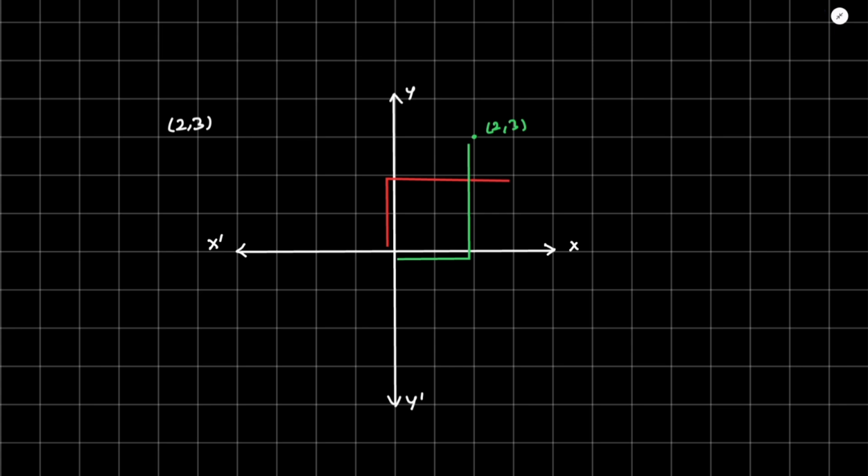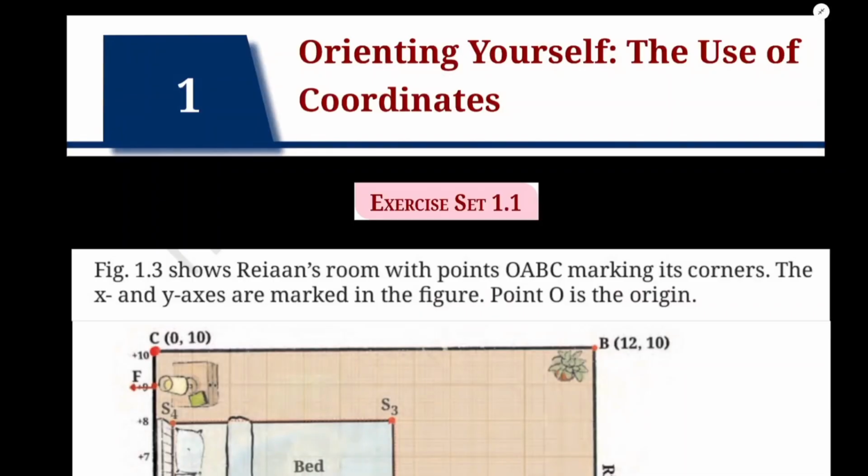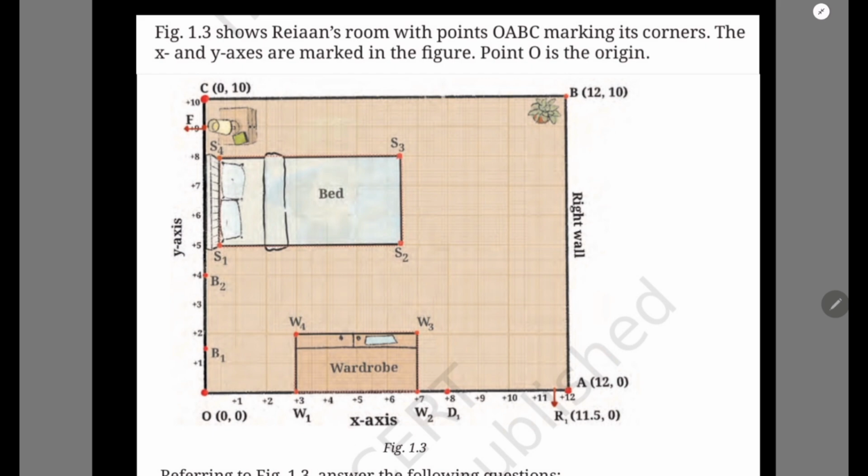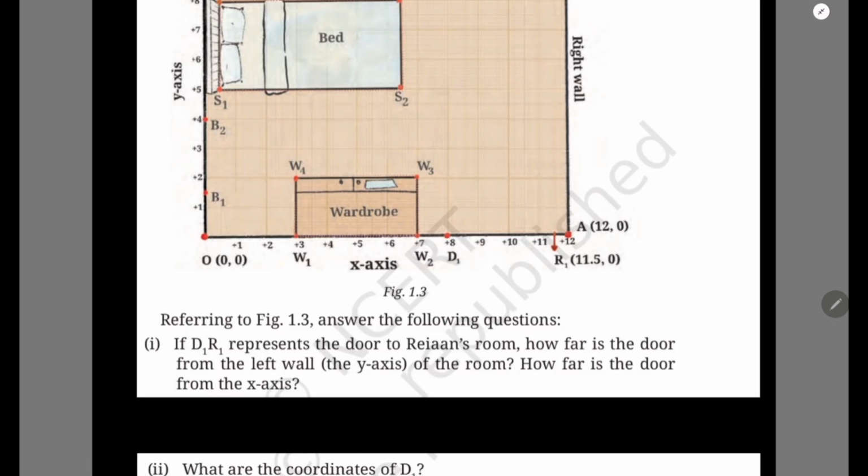In this video, we will understand the use of coordinates and solve NCERT questions step by step. We will start with exercise set 1.1. The given figure shows Rayan's room with points O, A, B, C marking its corners. The x and y axes are marked in the figure. The point O is the origin.